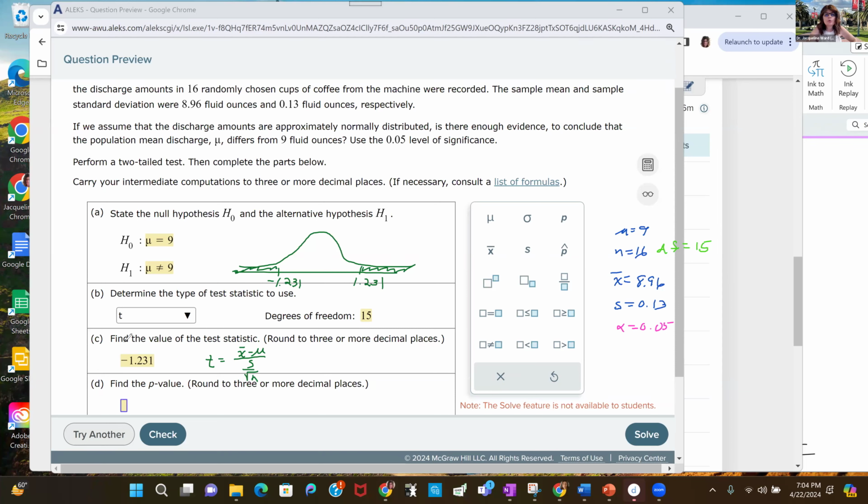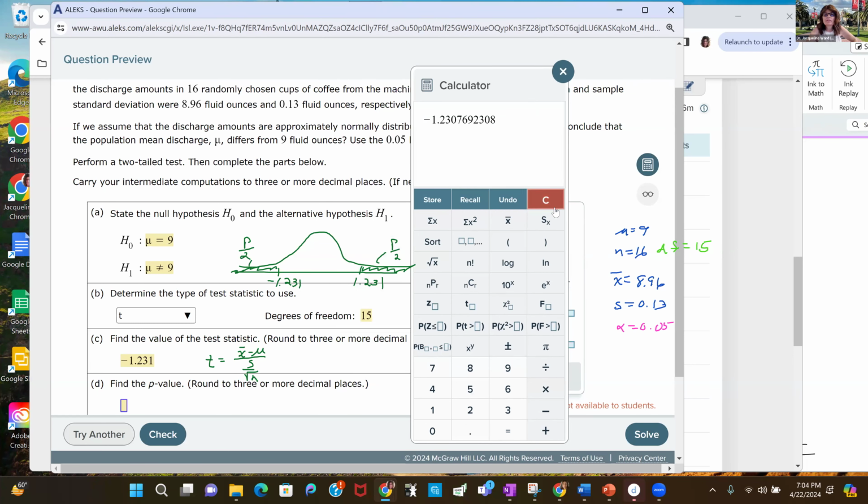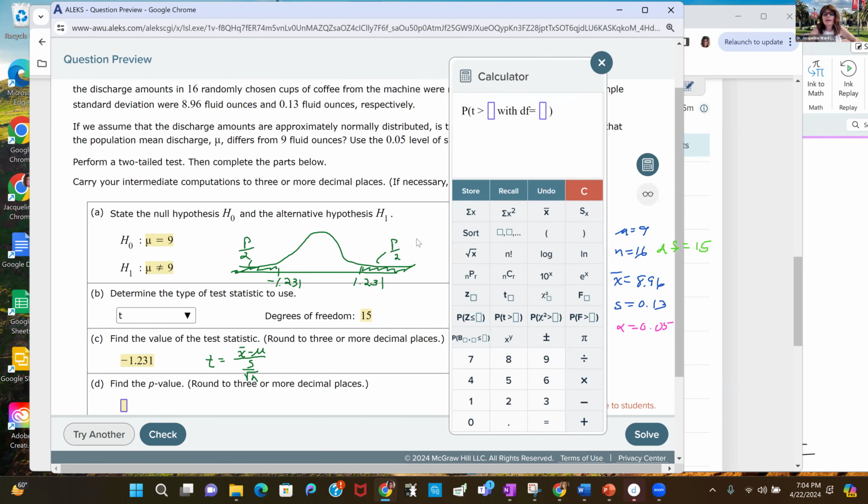Right? So P is that total area. This is half P. This is half P. So I want to take twice the area. Notice this is to the right. So I want twice the area in the right tail. 15 degrees of freedom, and I'll take twice that. Okay.